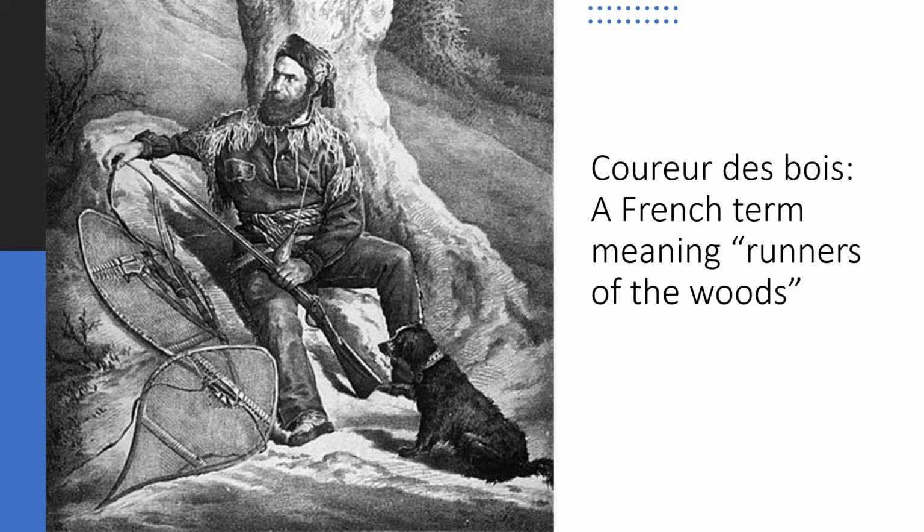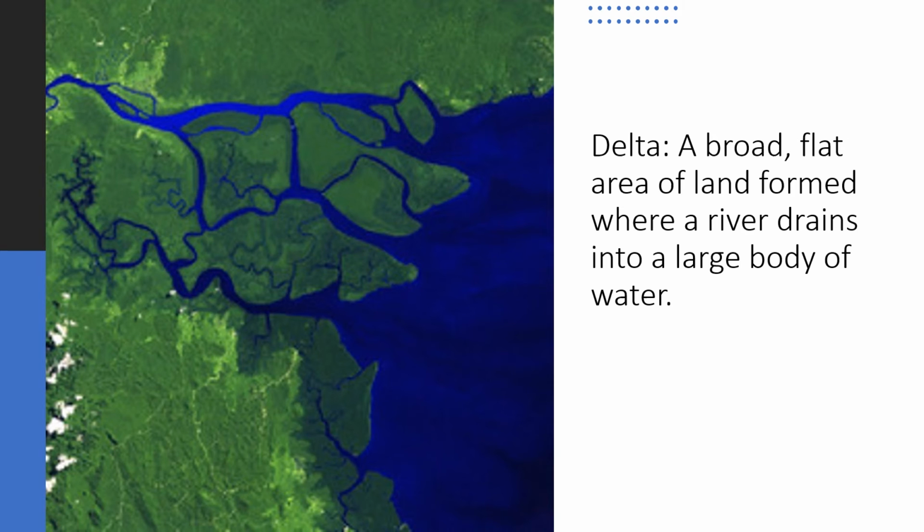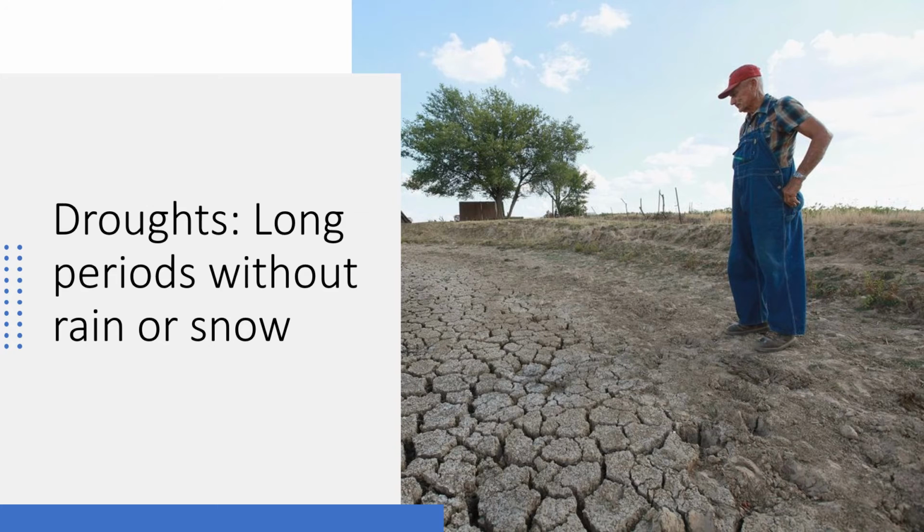Coureurs de bois, a French term meaning runners of the woods. Creator, a word used by First Nations to refer to Great Spirit. Delta, a broad, flat area of land formed where a river drains into a large body of water. Diverse, made up of people from a variety of cultures, backgrounds, and beliefs. Drought, long periods without rain or snow.